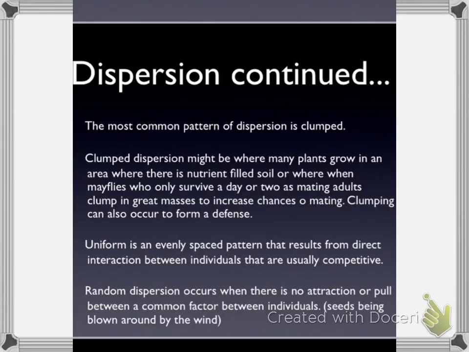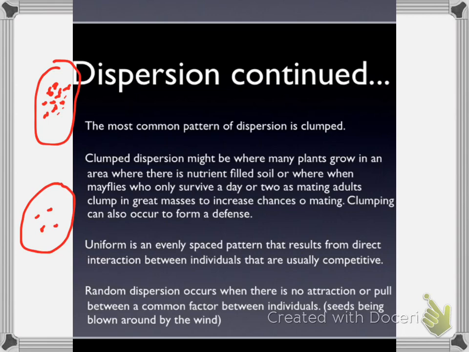Now there are different types of dispersion. You have clump dispersion, which is where they're really close together. All the individuals are really, really close together in clump dispersion. You have uniform dispersion, which is where there's an equal space. I'm going to try as best I can to get an equal space between each one of these. And then there is random dispersion, where they're just randomly dispersed throughout the population, just like it sounds, obviously.